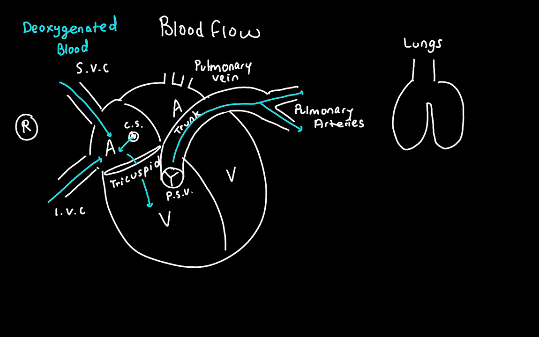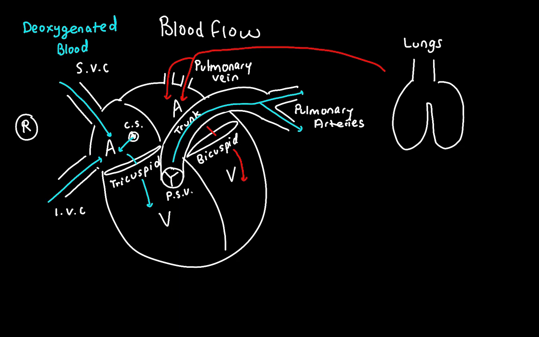And oxygenated blood is going to be coming through the pulmonary veins from the lungs into the left atrium. From the left atrium, then we have covered kind of deep here. I'll draw it just over here, but you're going to have your bicuspid or mitral valve, and blood is going to flow from the left atrium, through the bicuspid valve into the left ventricle.